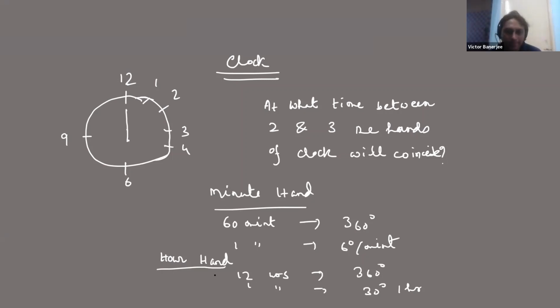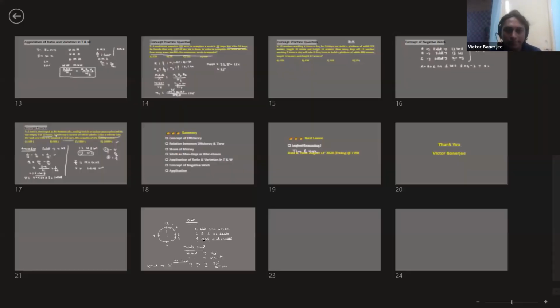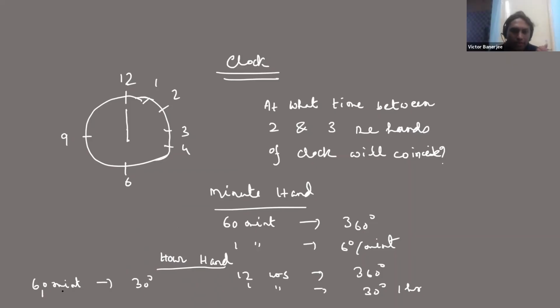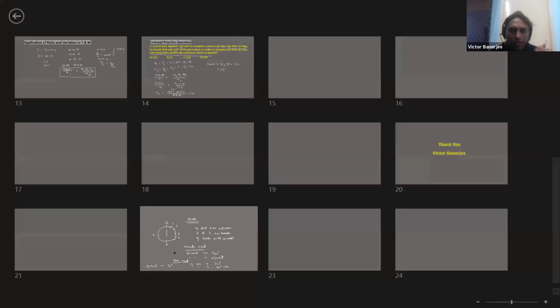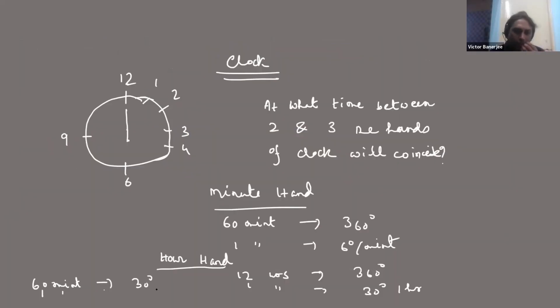So now, as we got the speed per hour, next thing we'll do, we'll find the speed per minute. Actually 1 hour equals 60 minutes. So in 60 minutes, we can write it travels 30 degrees. Like the minute hand, we got the speed per minute, so let us find out the hour hand's speed per minute as well. So in 60 minutes, 30 degrees. So in 1 minute, it will be 30 divided by 60, that is half a degree per minute.